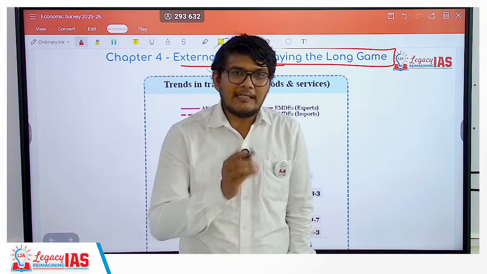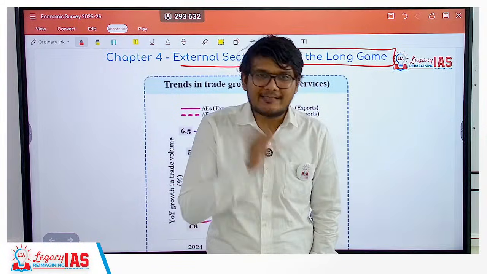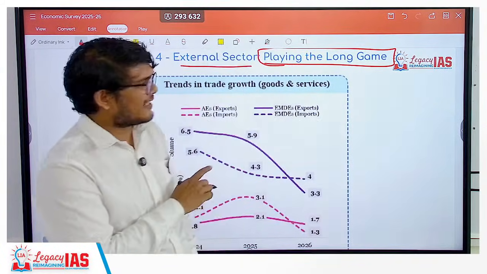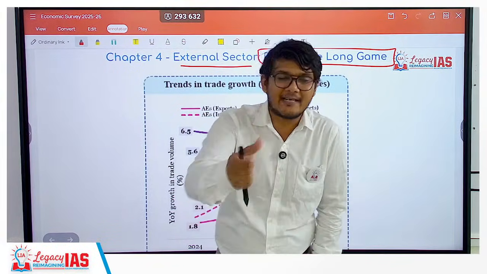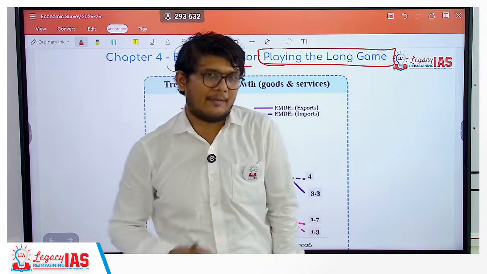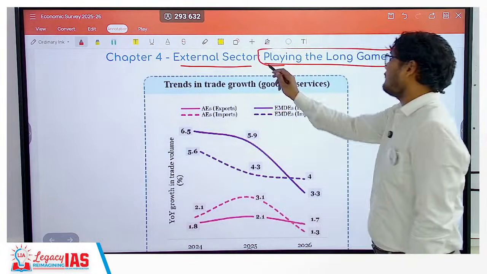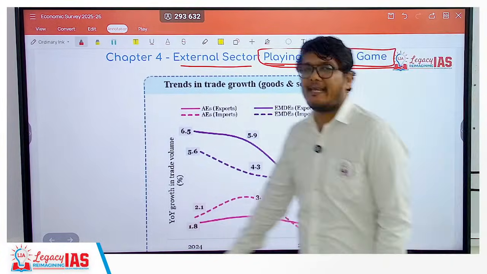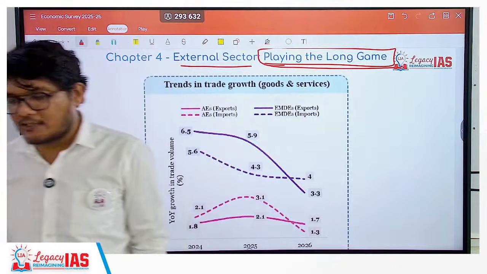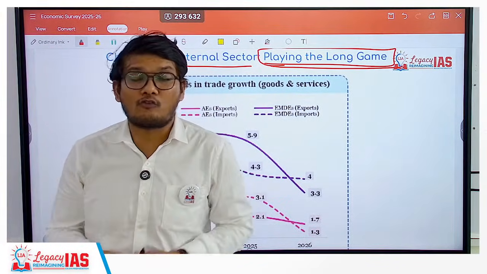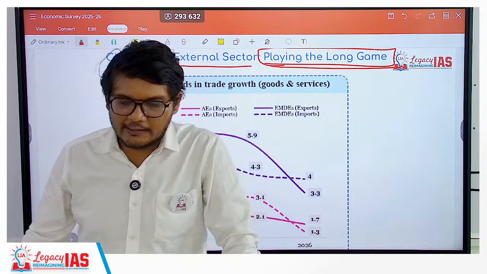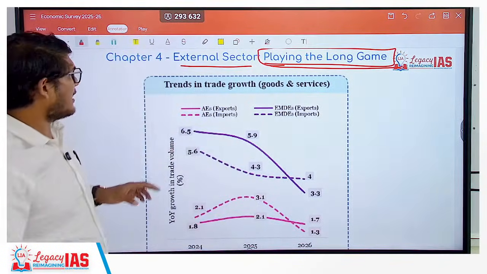So here the situation is tougher. But still, the economic survey says to not be pessimistic. Just ensure that we manage this situation to the best of our abilities. As a result of which, we are going to play a long game over here. That means it is going to take some amount of time for us to start doing well here also, because of the external factors that are involved.